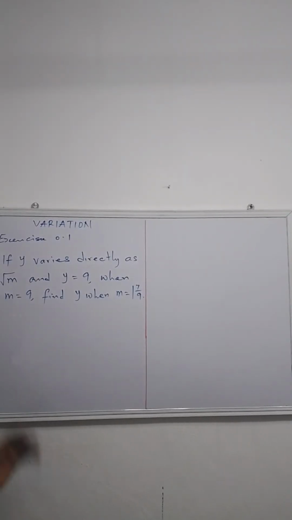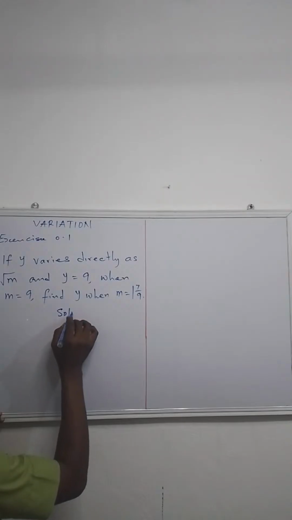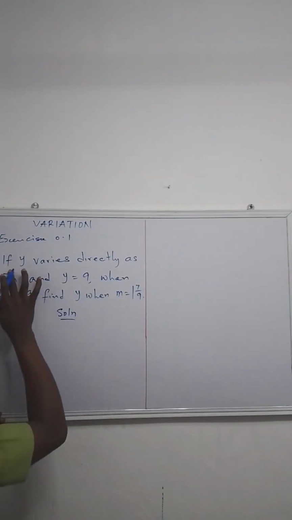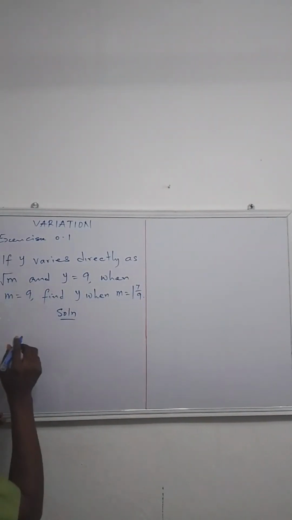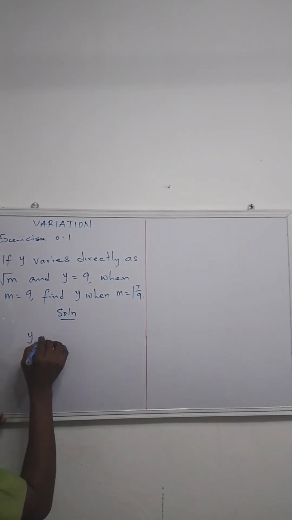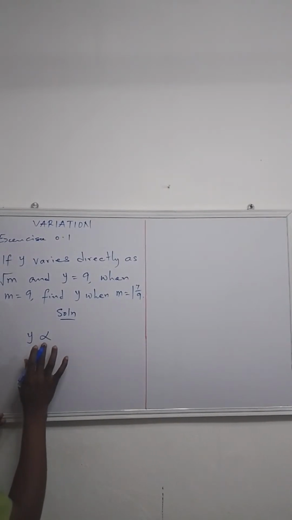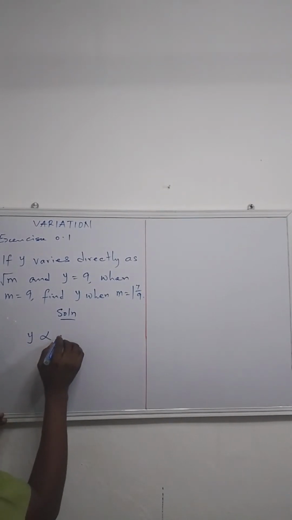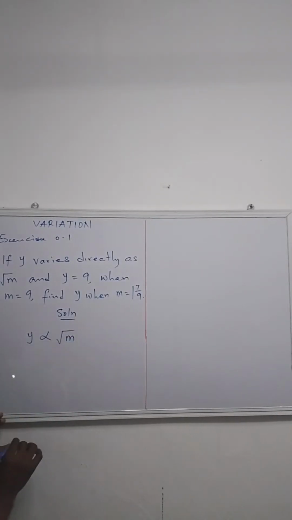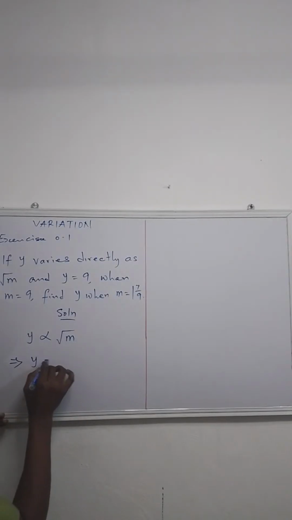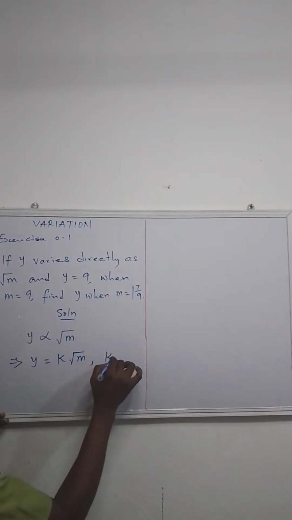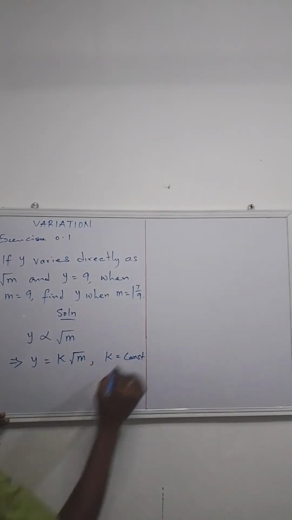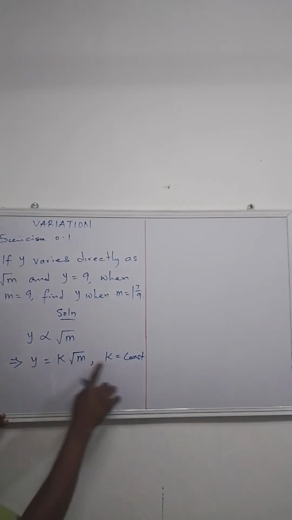1 7/9. All right, so let's look at it. How do we solve this type of problem? The first thing is to look at what we have there. y varies directly as square root of m. So we write y varies, this is the symbol for variation, directly as square root of m. So this implies that y equals k square root of m, where k is a constant. Always remember to declare your constants.